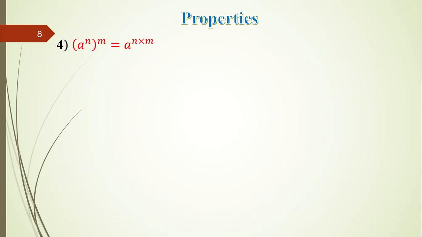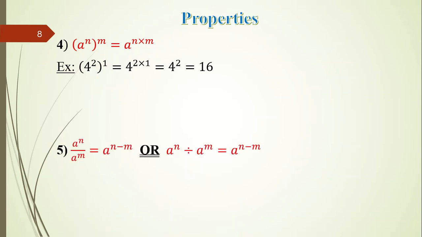If we have a power n power m, we have to multiply the powers. So it becomes a^(n times m). Example: 4 power 2 power 1 is equal to 4 power 2 times 1, which is equal to 4 power 2, which is equal to 16.